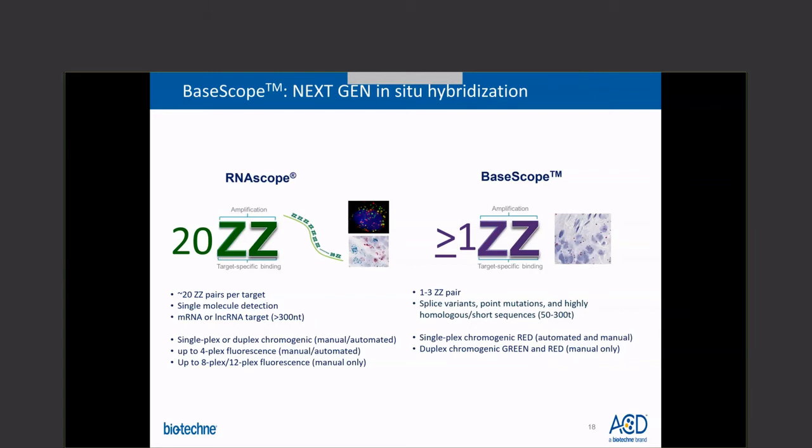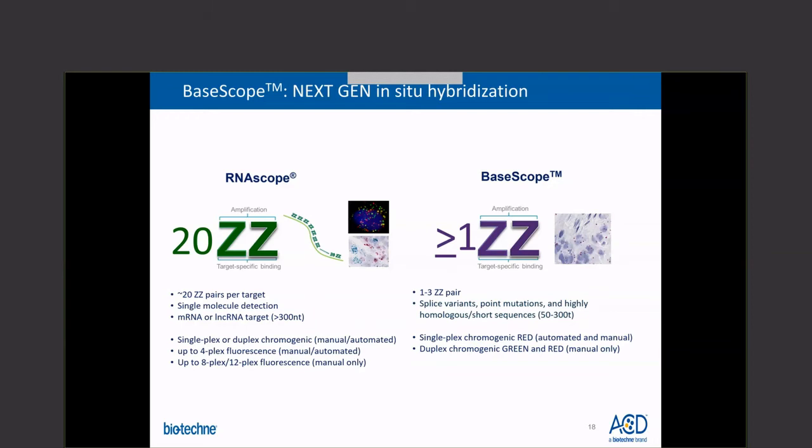or target. RNAscope is a robust assay to detect gene expression of most RNA targets, whereas BaseScope is specifically designed for the detection of splice variants, short target sequences, and point mutations, which I will describe in further detail later during this presentation. Further, RNAscope is able to detect up to 3, 4, or even 12 targets simultaneously, whereas currently BaseScope can detect 1 or 2 targets.